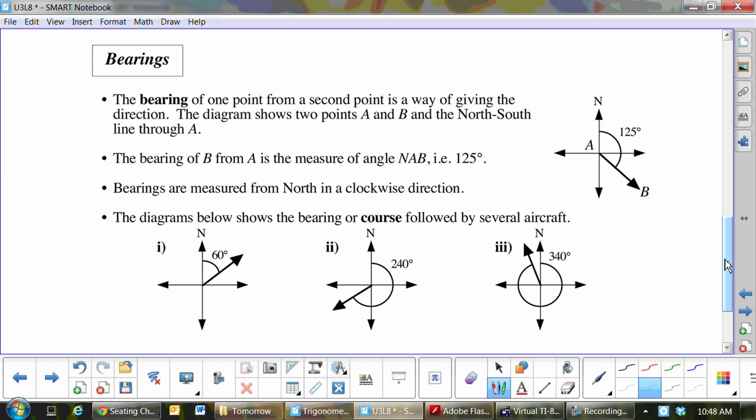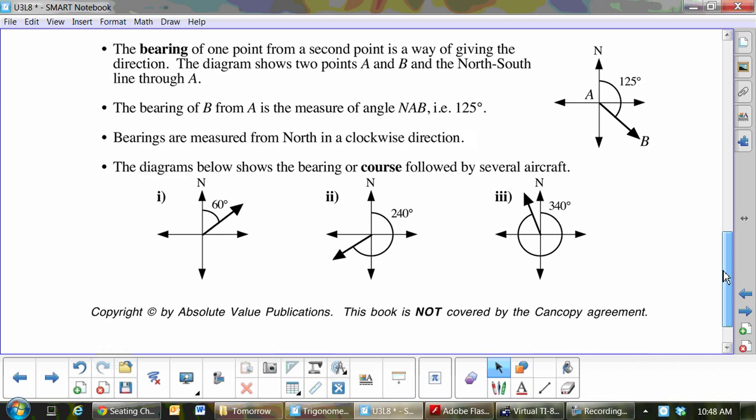So, do you see how, if you look at this, this is a bearing of 60. I'm going to do this in red. Bearing of 60, bearing of 240, bearing of 340. It does everything from north. Okay? So bearing, bears, woods, compass, and then you always go clockwise from north.